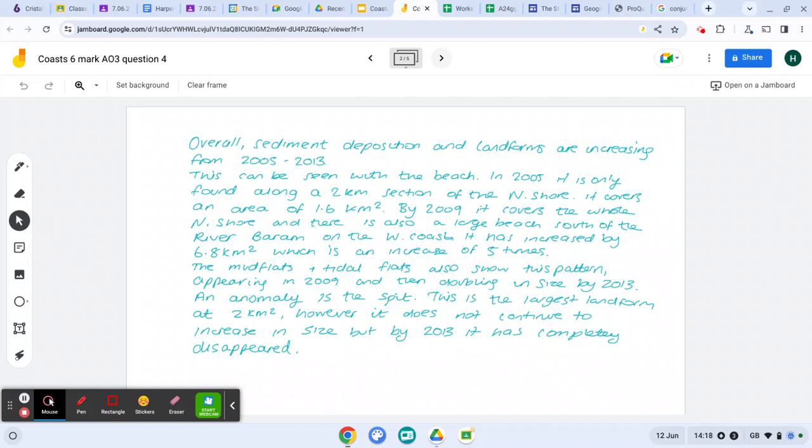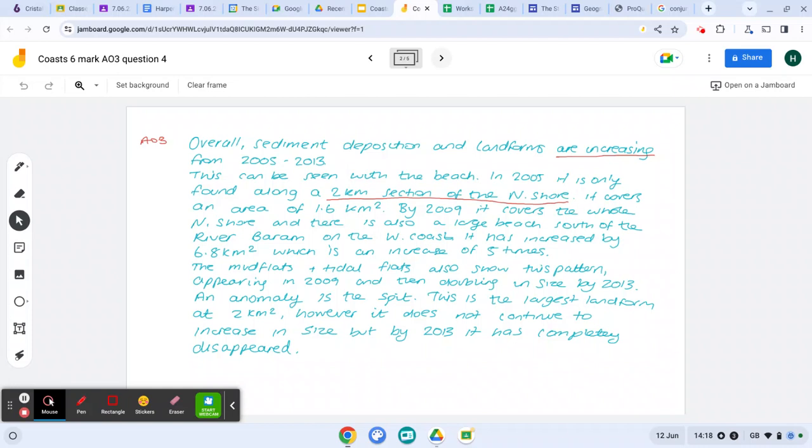So I started off by saying overall sediment deposition and landforms are increasing from 2005 to 2013. So we get an AO3 mark here. We've identified a pattern. Once I've identified my pattern, I need to remember to try and back this up with some evidence and data and try and manipulate the data. So I've said this can be seen with the beach. In 2005, it is only found along a 2 kilometre section of the North Shore. So here I'm using all the available information that I have. I'm using the scale and I'm using my north, south, east, west.